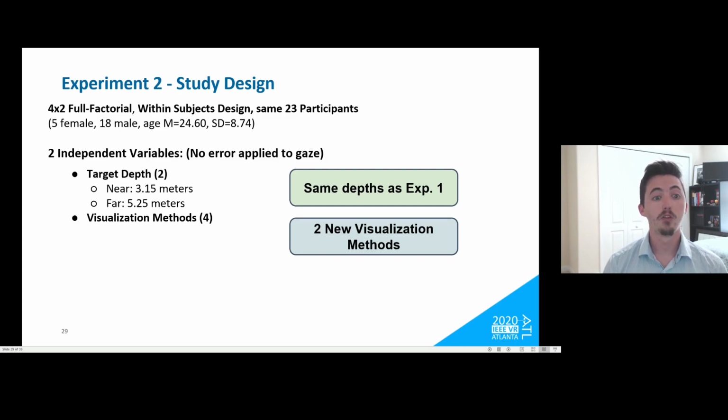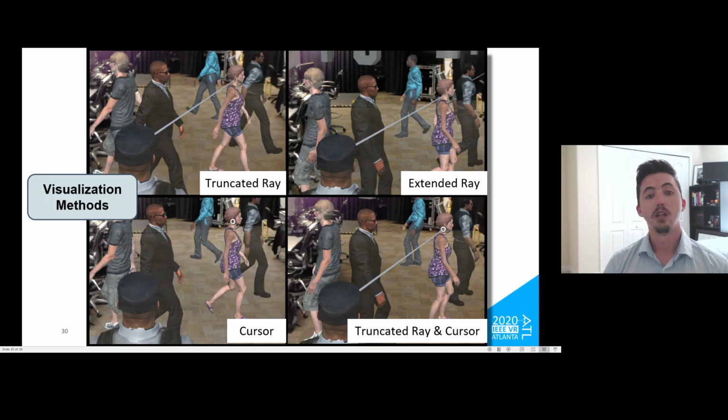For this, we use that same 2 target depths in the crowd, and then this time we offer 2 new visualization modes. On the top left, you can see our truncated ray, which we used in the past experiment. Below that is the cursor, which we also used. In the bottom right corner, one of our new visualization modes combines the 2 of those. So it's truncated ray with a cursor at that termination point. Additionally, we use extended ray, which is a ray that does not use depth information. So this ray is projected through the target to a theoretical infinity, which we set to be 20 meters for a termination point for this experiment.